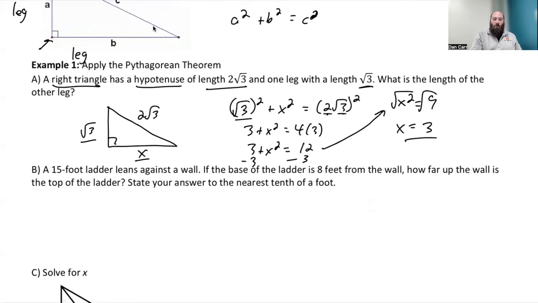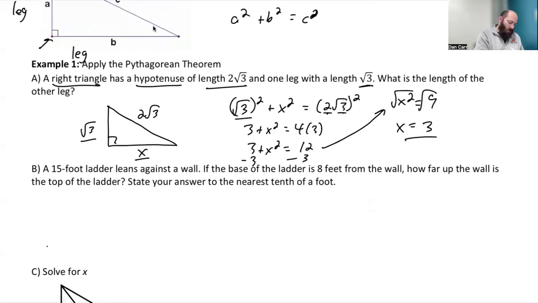Okay, a 15-foot ladder leans against a wall. So again, you want to draw this out as a quick diagram. A 15-foot ladder looks like this. We're going to assume that the wall is at a right angle to the ground. The base of the ladder is 8 feet from the wall. So that's going to go on this side. How far up the wall is the top of the ladder? So I'm going to call this h right there.